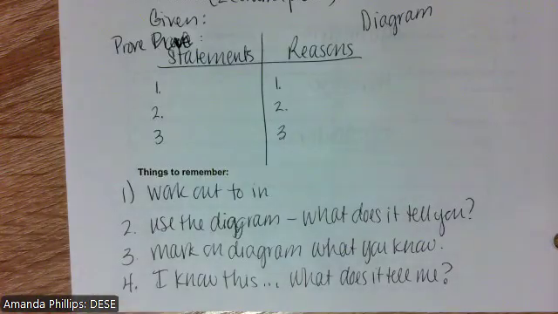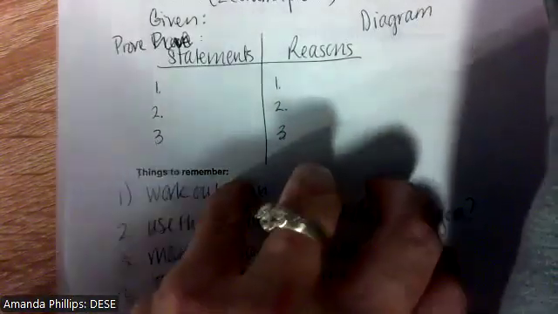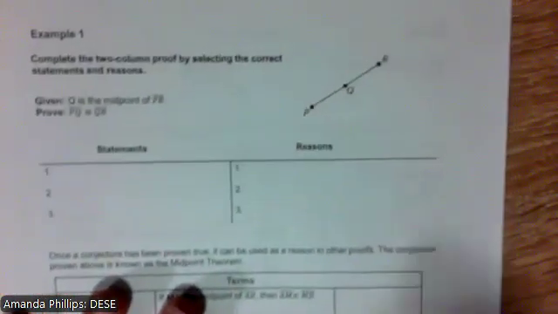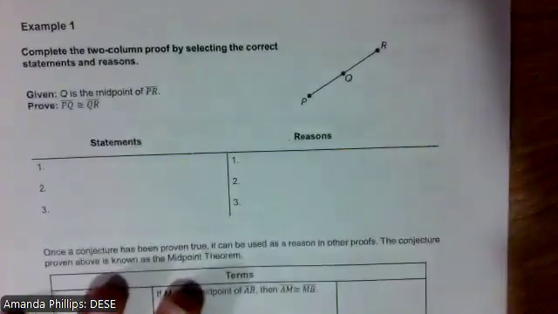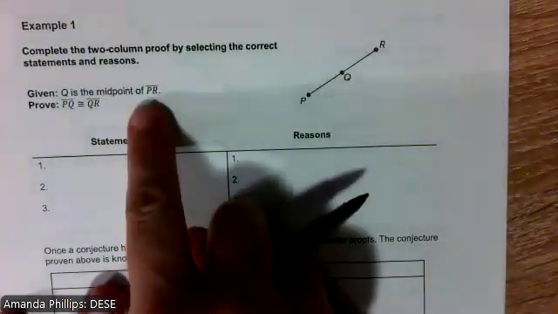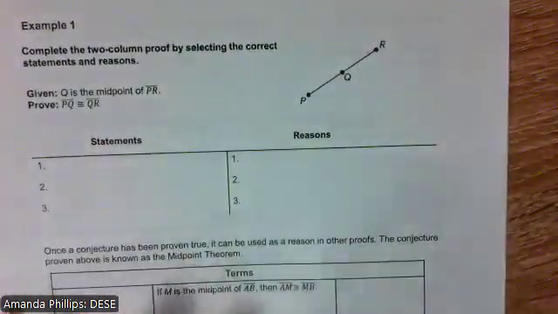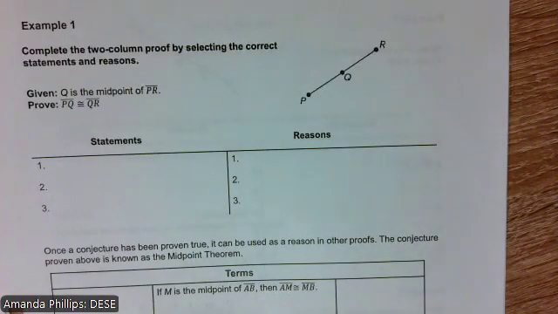So we're always trying to think how we get to the next step and how we keep going. So kind of keep these things in mind as we are making our proofs. All right, well, let's go ahead and get started. So let's look at example number one. You can see the format is there. We've got our diagram, we've got our given, we've got what we need to prove. Everything is already here. Now it says complete the two-column proof by selecting the correct statement and reasons.